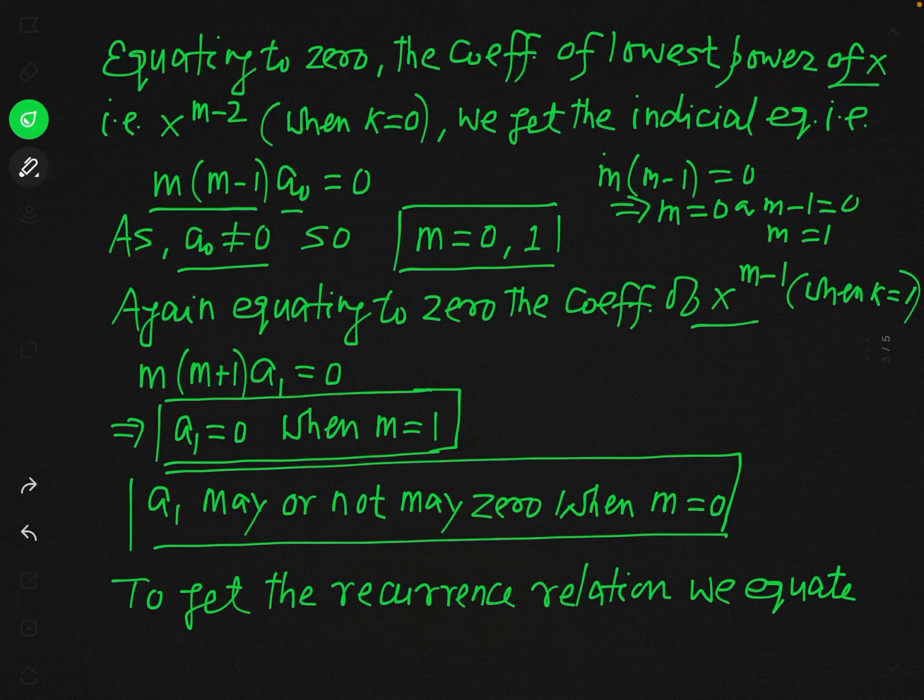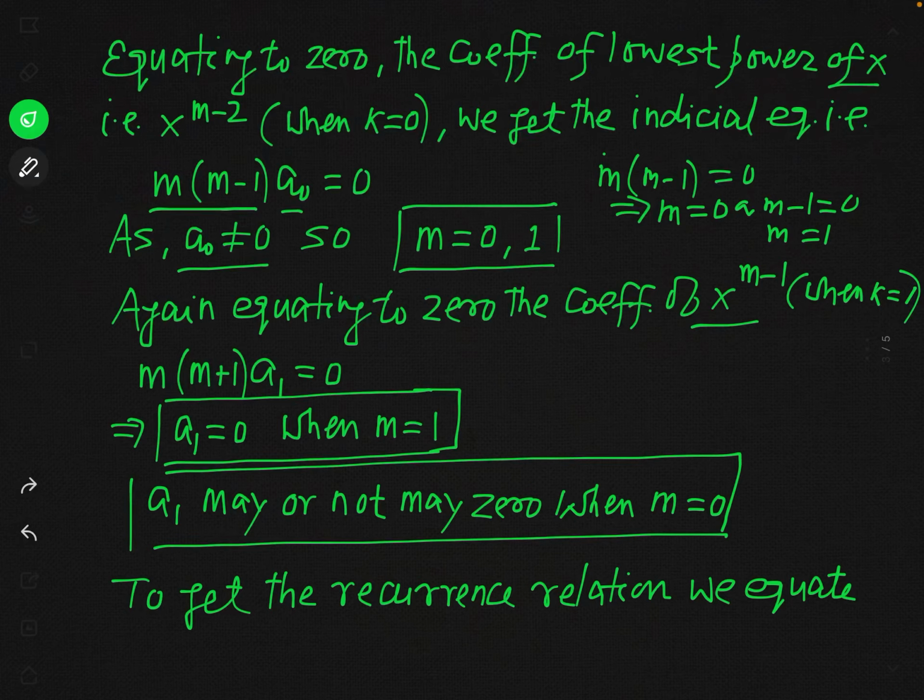But if we take m equal to 0, then there are actually two possibilities. In this condition, when m will be 0, then a1 may be 0 or a1 may not be 0. So we will see later on these possibilities after the solution. Now, after getting these two values from the roots of the initial equation and the value of a1, now we will write the recurrence relation to get the general equation to evaluate the other coefficients.